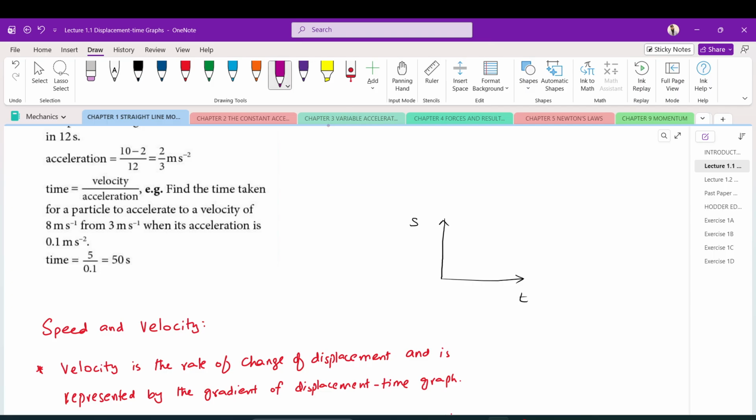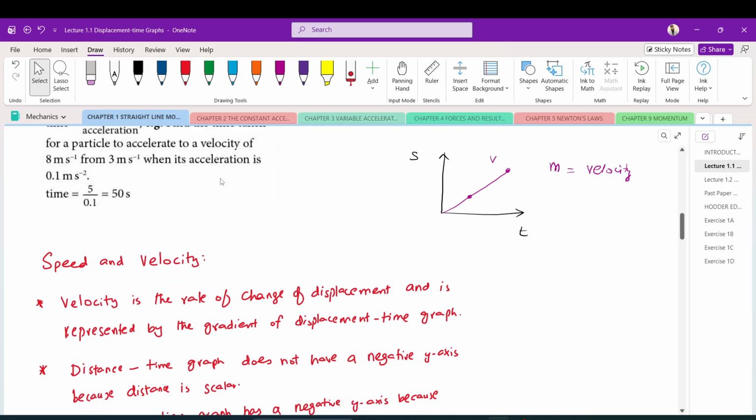Now, if you have a straight line graph, the gradient of this straight line will give the velocity of that particular body that is moving at constant velocity. So what we're going to do is take any two points, any two coordinates on this straight line, and then find the gradient. That gradient will be equal to the velocity. The same concept also applies when we have a velocity-time graph, and the gradient is going to represent the acceleration of that object.